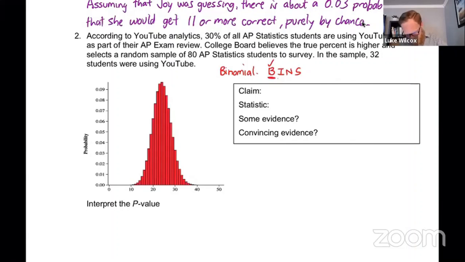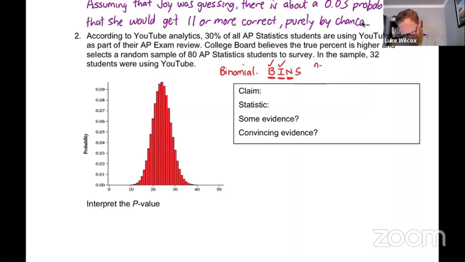For the independent condition, a couple of things to think about. First of all, it is a random sample, so that should help us with independence between each trial. And then again, we do have to check the 10% condition here because we're sampling without replacement, but certainly 80 is less than 10% of the population of all AP Stats students. And so we would say that the I condition is satisfied.